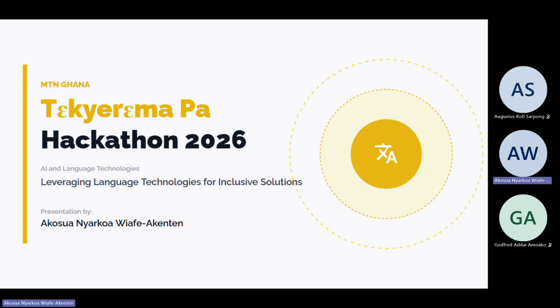For this evening's session, we are going to be discussing how we can leverage language technologies to develop inclusive solutions, right? Please feel free to unmute your microphone if you have any comments or questions that you would have in the course of my presentation.